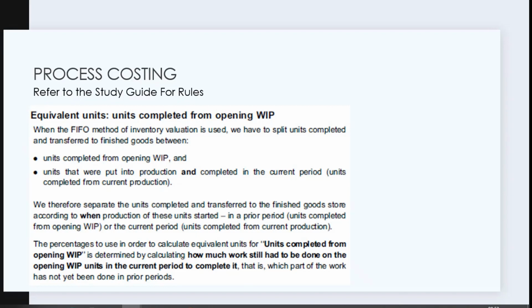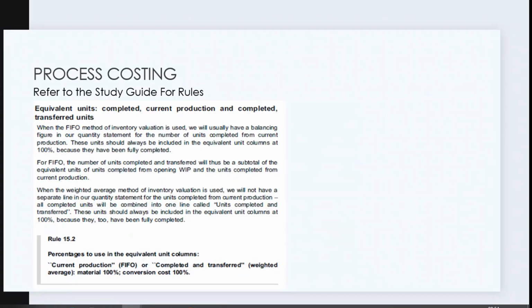And you need to show the percentages of units completed from opening WIP, which is your previous period, and how much work still needs to be done. That's what you need to show. You need to calculate how much work still needs to be done on the opening WIP in the current period. I hope that makes sense. It's very, very important that you know that.